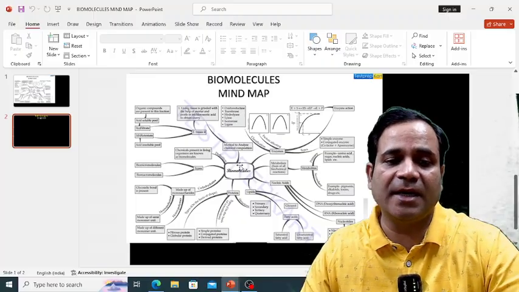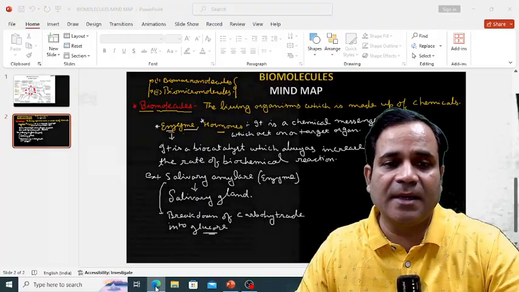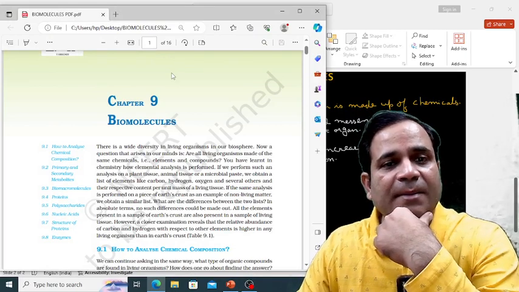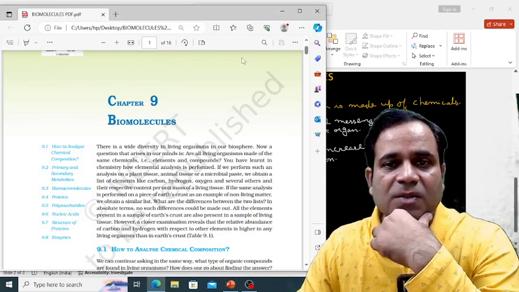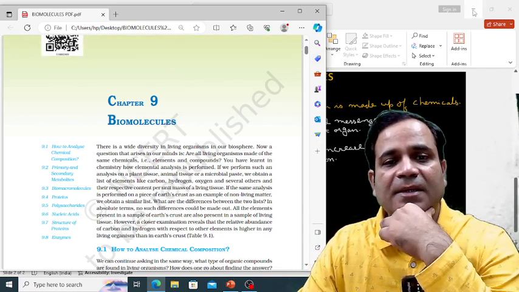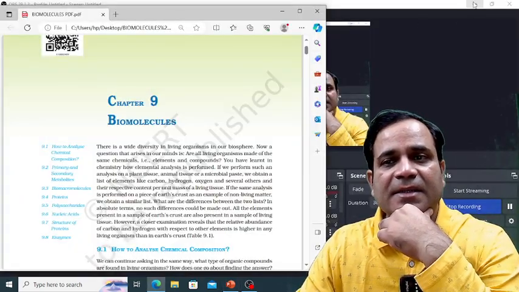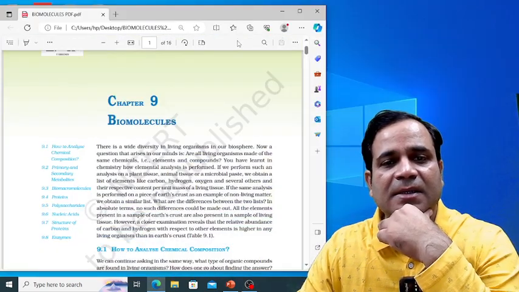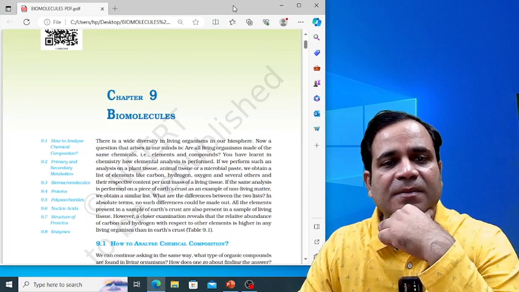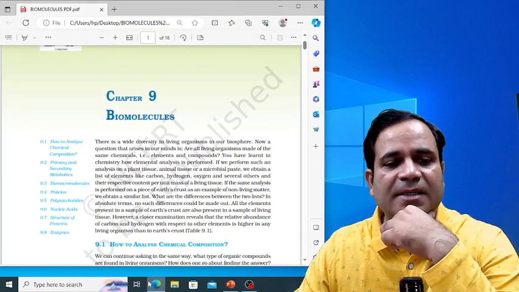Now I am going to tell you about this according to NCERT also. Let's check NCERT also, my dear. Let's see here. This is the biomolecules chapter 9. Getting my point? Yes, sir. So see what is given here, my dear. See first, what term is given here? Let's see.